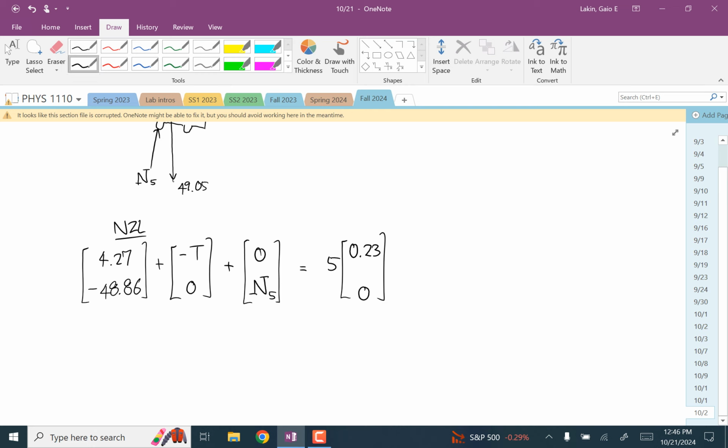We're trying to calculate this T. So the x equation says 4.27 minus T is equal to 1.15, and so T is equal to 3.12 newtons.